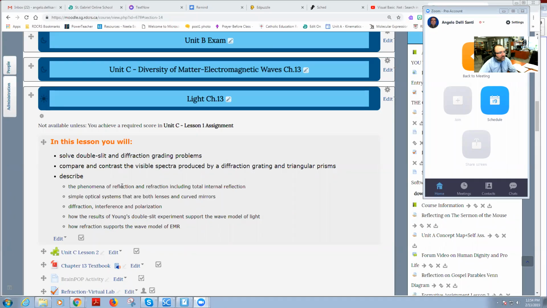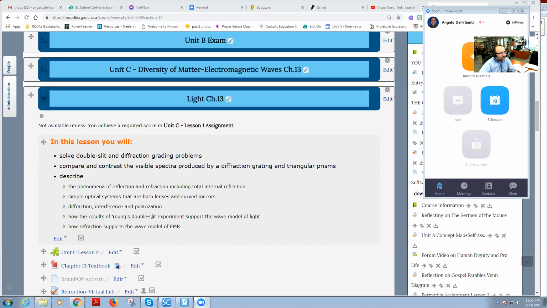We need to describe the phenomenon of reflection and refraction, including total internal reflection, and simple optical systems that are both lenses and curved mirrors. Keep in mind, you've done all of this back in grade 8. That's the last time you tackled anything with lenses, refraction and reflection. The same thing goes for diffraction, interference, and polarization. Back in grade 8, we touched base on that.